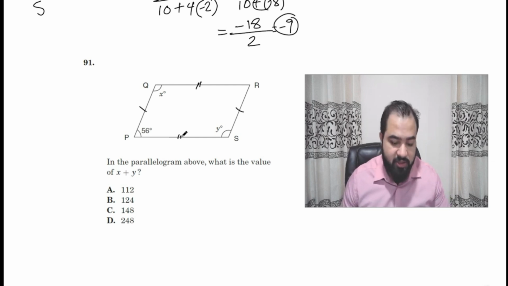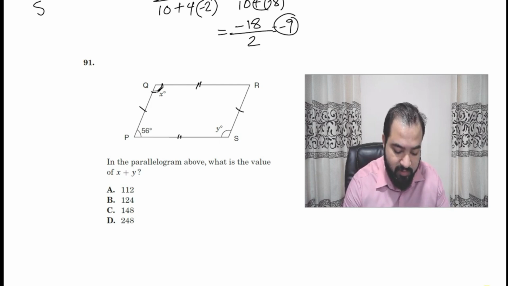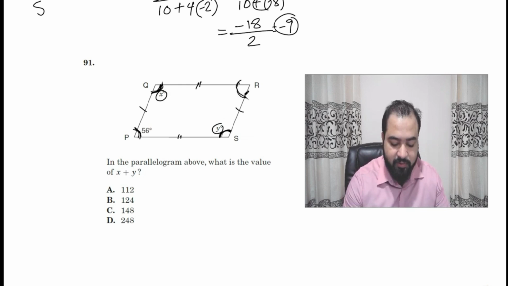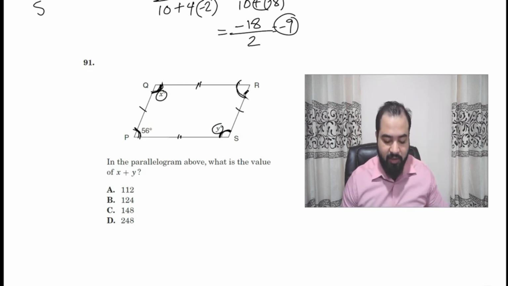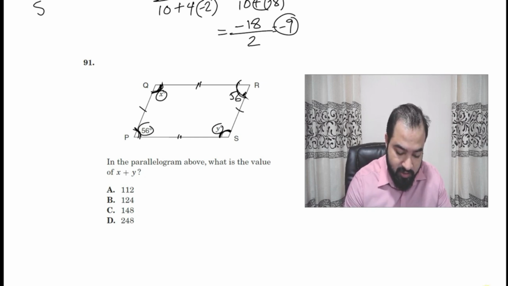Another interesting thing about a parallelogram is the angles across from each other. The opposite ones, this one is equivalent to this one. So as you can see, x has to be equal to y here. And also this one has to be equal to the other one. The opposite angles are equal in a parallelogram. That's a property. Now this is 56, so I know this is 56.